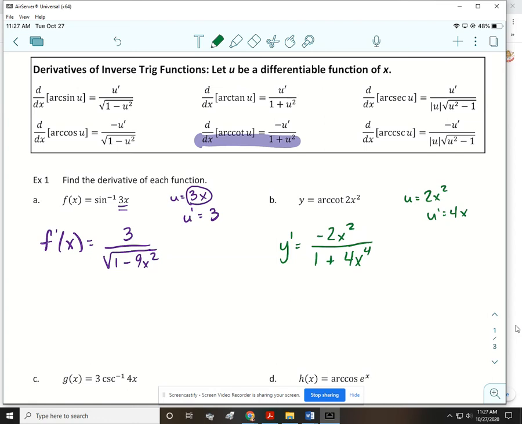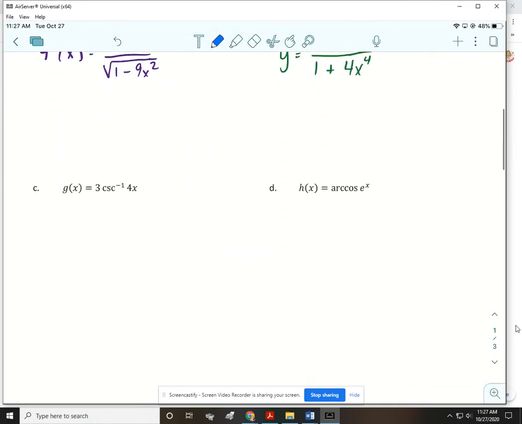Shoot, I messed that up. Okay, let's fix that. I had them backwards. U prime is 4x, so that's your numerator. Negative 4x, sorry. Okay, so let's look at the next one. So you guys write down what u is and what u prime is, please.